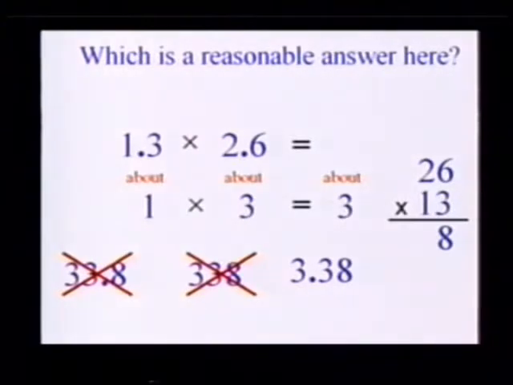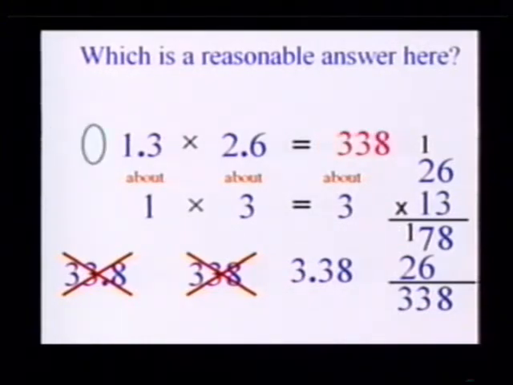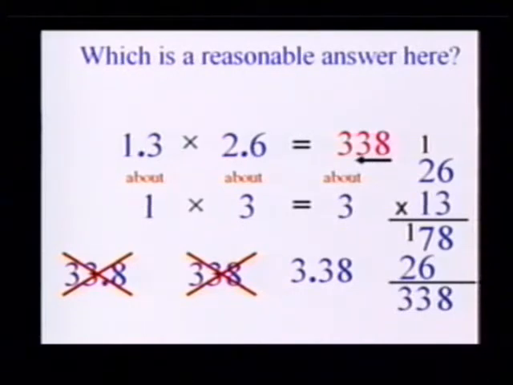Let's check it. 6 times 3 is 18. Carry the 1. 3 times 2 is 6. Plus 1 is 7. And then 1 times 6 is 6. 1 times 2 is 2. We add them up. Now remember how to multiply decimals. Now we have to count. Take that number and count however many decimals are in the whole problem. In this case, 2. So we're going to move over 2 decimal places. And we got ourselves an answer. Okay? So we were right.